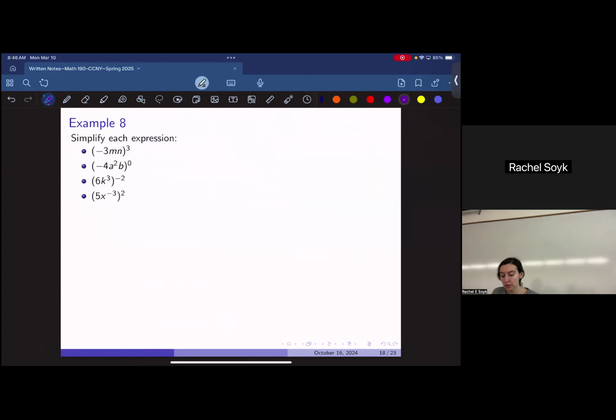So now knowing that, let's practice these 4 examples together. Again, bring that exponent to each term. So we get -3 raised to the third, m raised to the third, and n raised to the third. And -3 raised to the third is what? What does that end up being? -27, right? 3 times 3 is 9 times 3 is 27. So our final simplified result is -27 m to the third, n to the third.